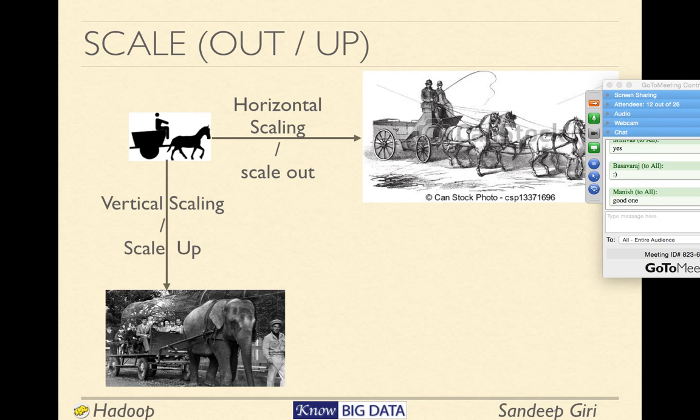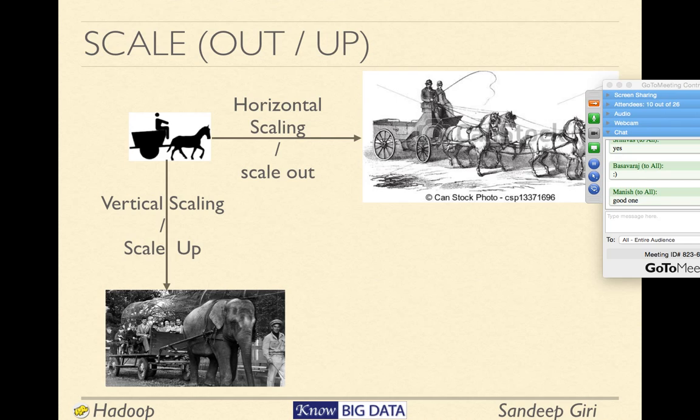Now, the moment he realizes that this is not sufficient to carry the load, he has two choices. One, sell the horse, buy an elephant, change the cart, and carry more load. Other is add more horses into the cart. Adding more horses into the cart is called horizontal scaling, or scaling out, while taking up an elephant instead of a horse is scaling up.